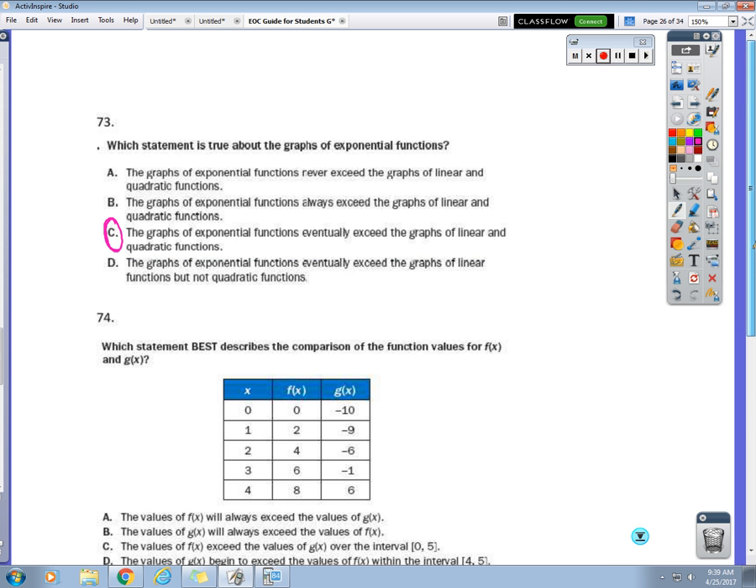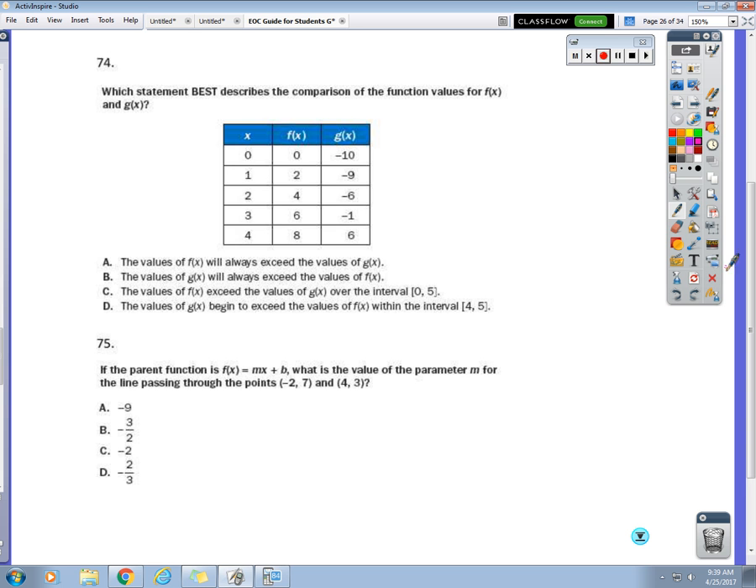Alright, number 74. Which statement best describes the comparison of the function values for f of x and g of x? Okay, so you got f of x in this column, g of x in this column. A, the values of f of x will always exceed the values of g of x.